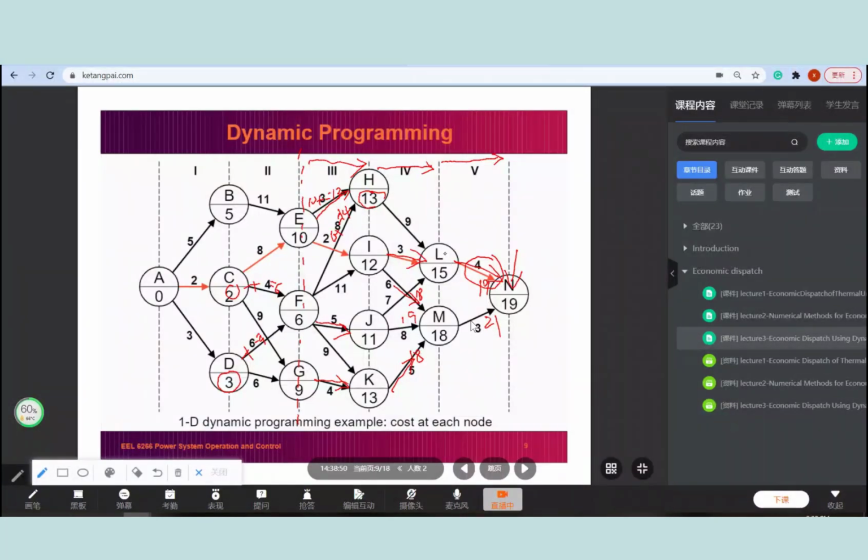But how to travel to L? You know the best path is I to L. How to travel to I? The best path is E to I. How to travel to E? The best path is here, C to E, and the best path is A to C. So the optimal path we found will be like this: A, C, E, I, L, N. So this will be the best path.